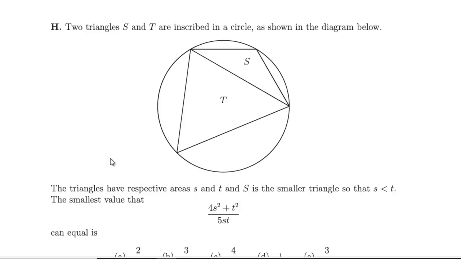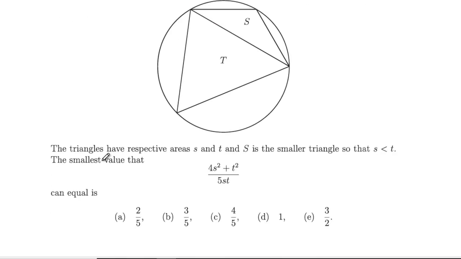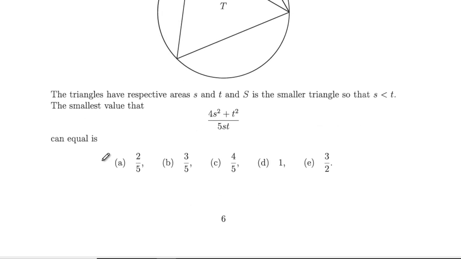Two triangles S and T are inscribed in a circle as shown in the diagram below. The triangles have respective areas S and T. S is smaller, so S is smaller than T, right? Smallest value that can equal is what? Right, let's scroll down a bit to see what's going on. Don't really need the picture, do we?